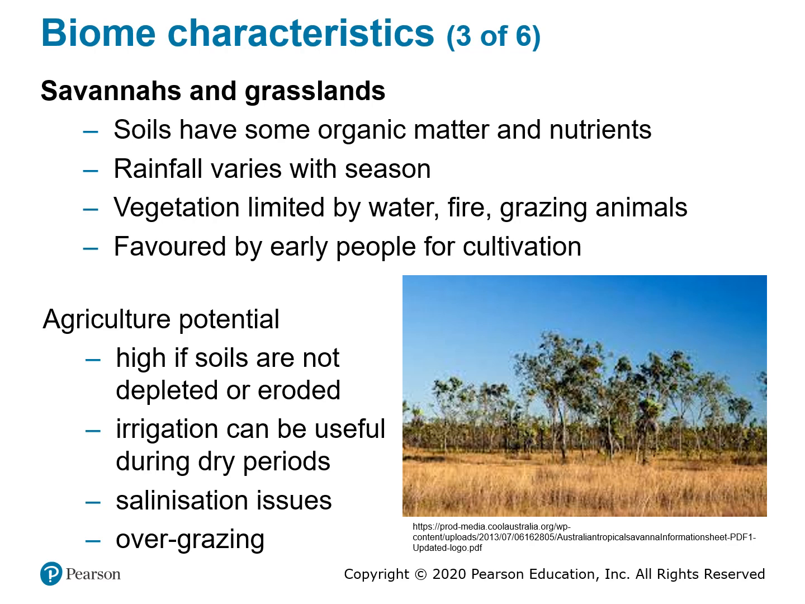Now, these savannas and grasslands were favored by early people for cultivation because of the relatively fertile soils and the grasses for grazing. The agricultural potential is high if the soils have not been depleted or eroded. Irrigation would be necessary in dry periods. Similar salinization issues to desert biomes exist. The dry regions can easily be turned to desert if they are overgrazed.